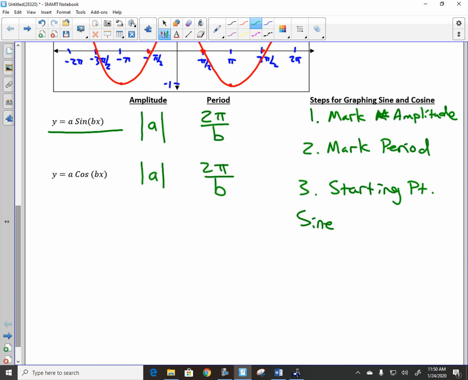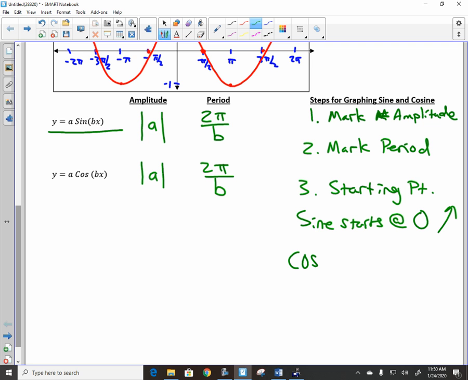Sine starts at 0, and it trends up. If it was negative, would it still start at 0? Yes, but it would head down.